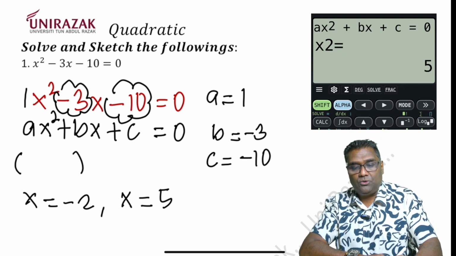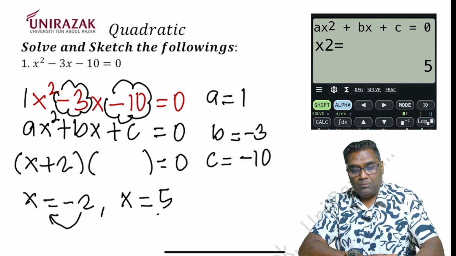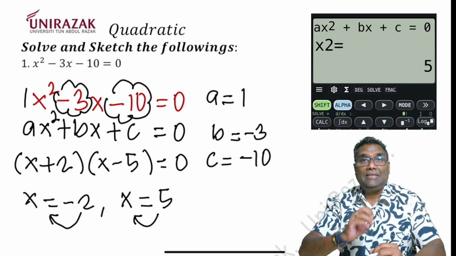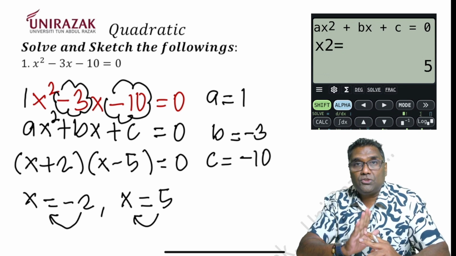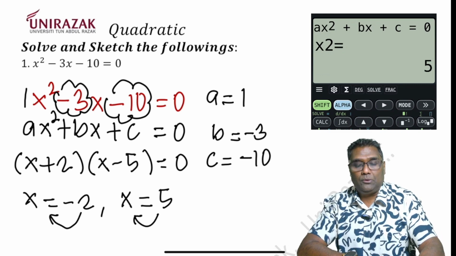So now I'm just going to pretend that I did factorization. Move the negative 2, it becomes x plus 2. Move the 5, it becomes x minus 5. This is how we solve this. Okay? Now, let me do one more example to make it understandable.